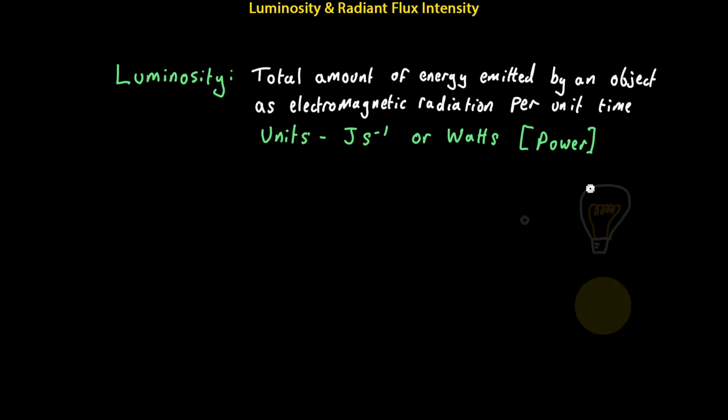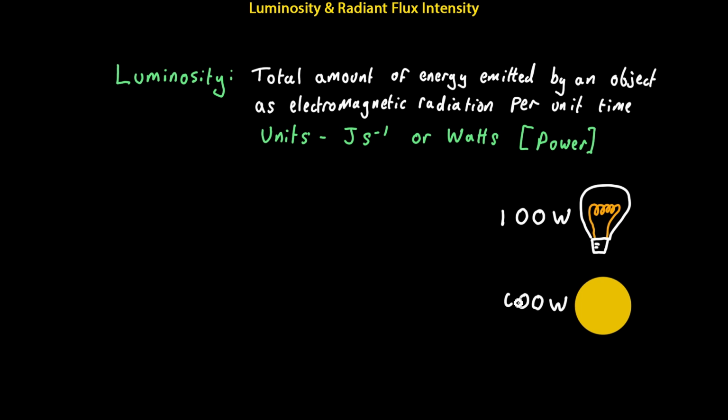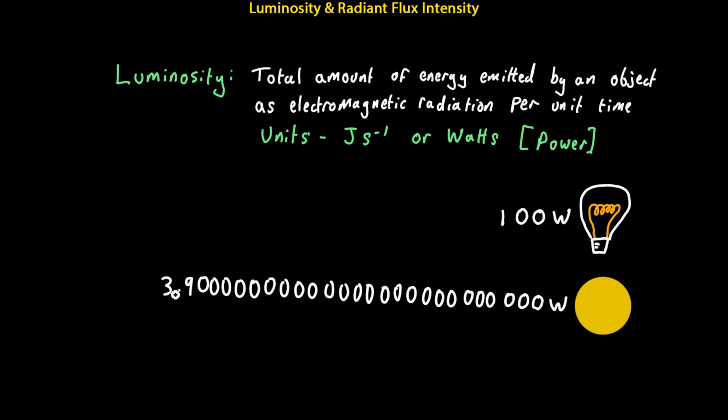So an incandescent light bulb might have a luminosity of 100 watts, but the luminosity of our sun is about 3.9 times 10 to the 26 watts. Just to give you an idea of how big this is, I've written out this number in long form. This is the total amount of energy being released from its surface every single second.